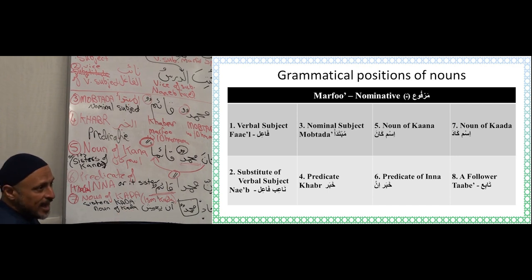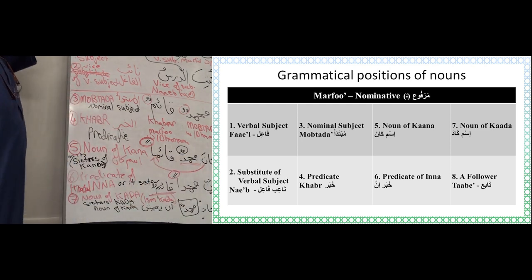Kana, Kada. The functions are different. That's why Kada is not from the sisters of Kana. Kada is a different category because its function is a little different from Kana. So that's why we kept it separate. So these are the seven marfu'at.